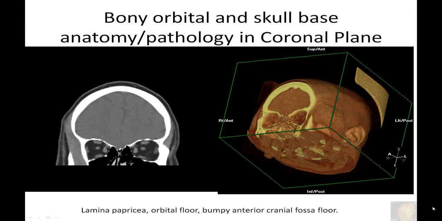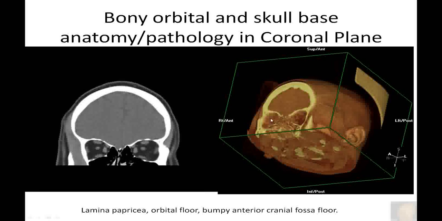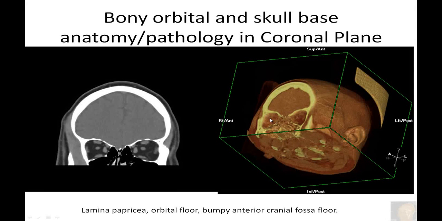Today I'm going to talk about bony, orbital, and skull-based anatomy and pathology in coronal CT planes. Basically, this is a brain that was cut in this plane that was displayed in this view. This is called the coronal plane, and it is very good to evaluate skull-based anatomy.